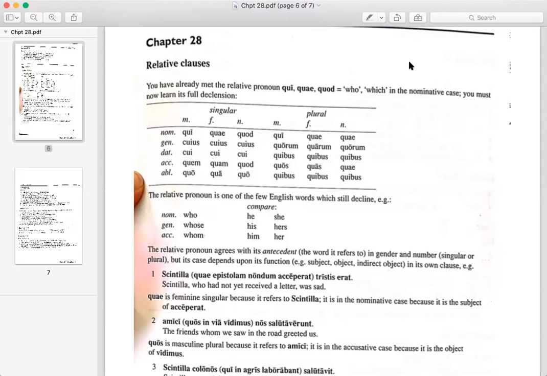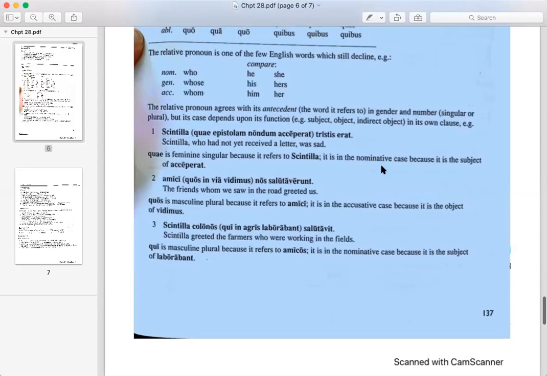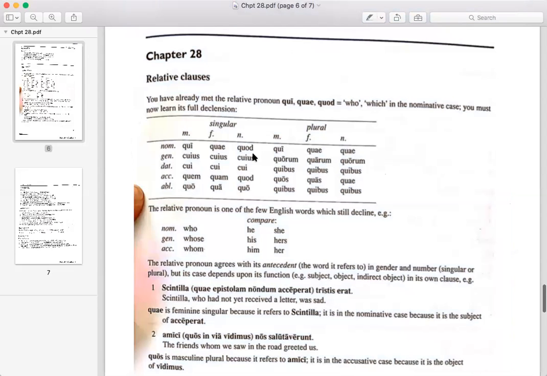So this is from the back of your book, chapter 28, relative clauses. This is page 137. Here you have your qui, quae, quod chart. You have qui, quae, quod in the singular in all cases and qui, quae, quae in the plural for all cases. This is going to be very important because you need a relative pronoun to start your relative clause.